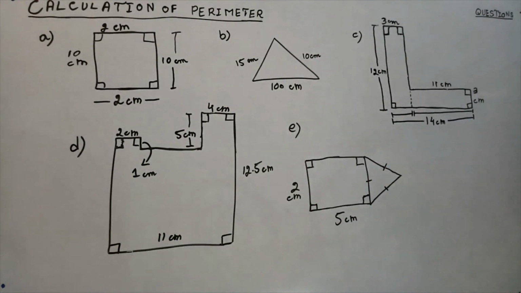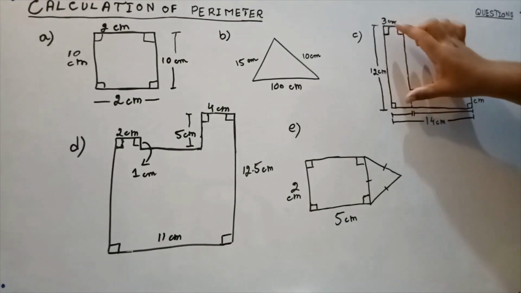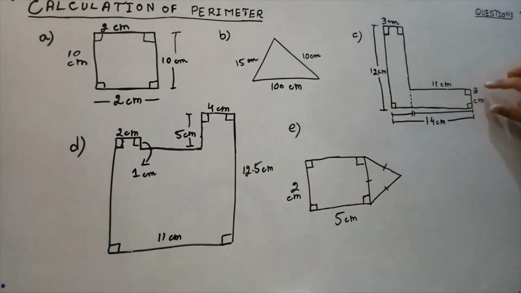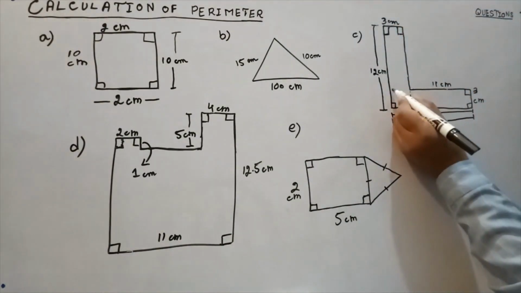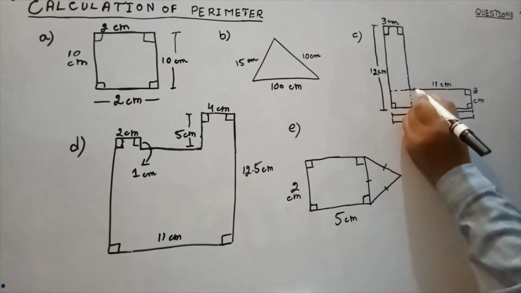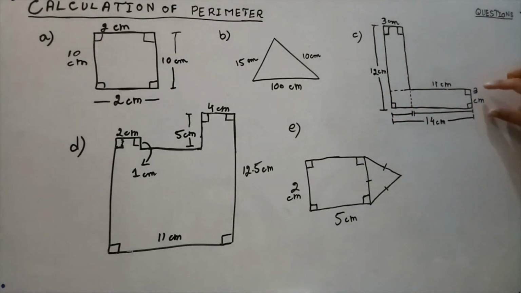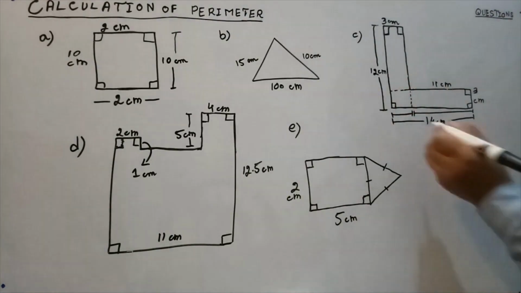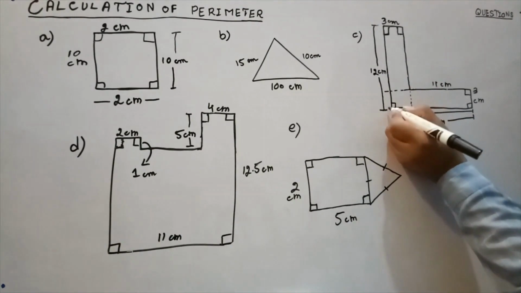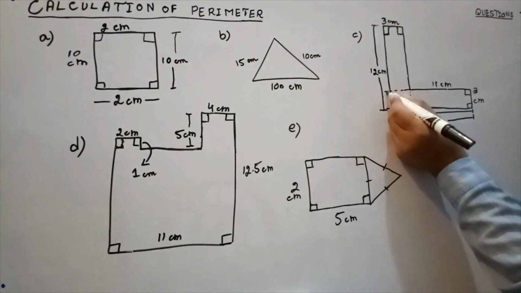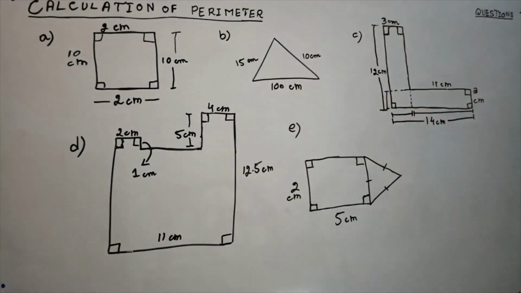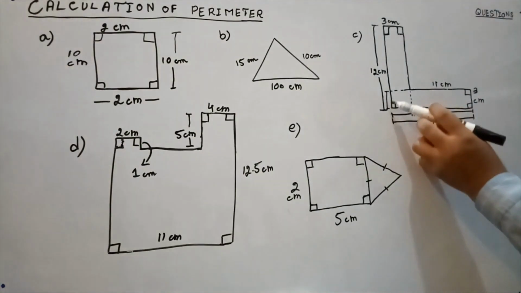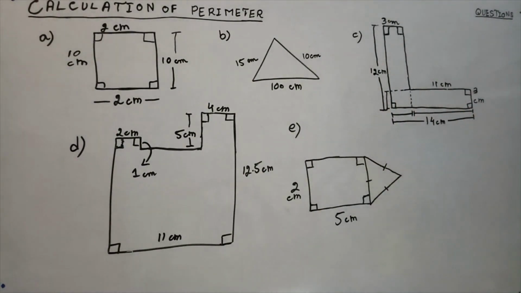Here this length is 12 centimeters. This length is 3 centimeters. If I draw a line here, just like this, and this one is 3 centimeters, it means that here this length is also 3 centimeters. It means from here to here, you can see this length is also 3 centimeters.